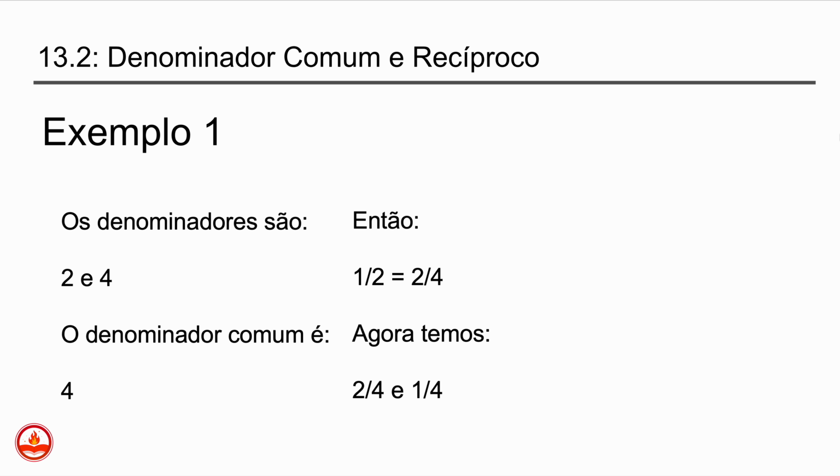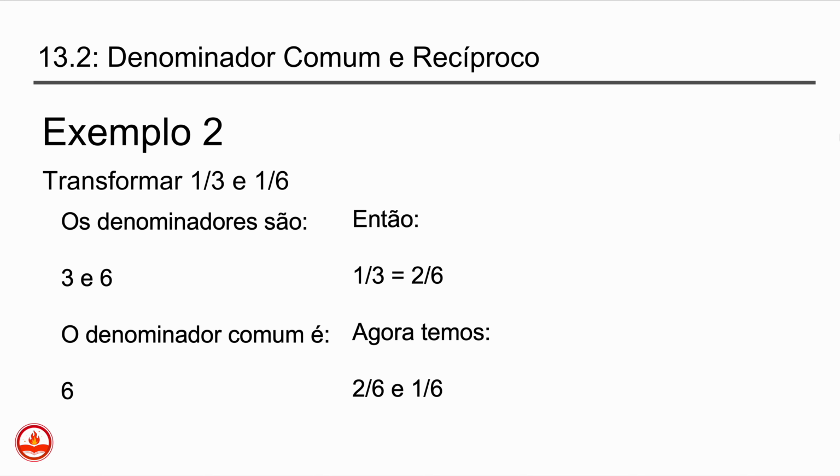Let's change 1/2 and 1/4. The common denominator is 4. 1/2 becomes 2/4. Now we have 2/4 and 1/4. The denominators are the same. Let's change 1/3 and 1/6. The common denominator is 6. 1/3 becomes 2/6. Now we have 2/6 and 1/6. Great job!